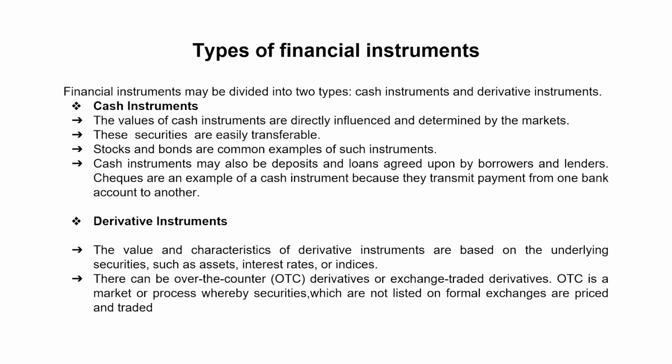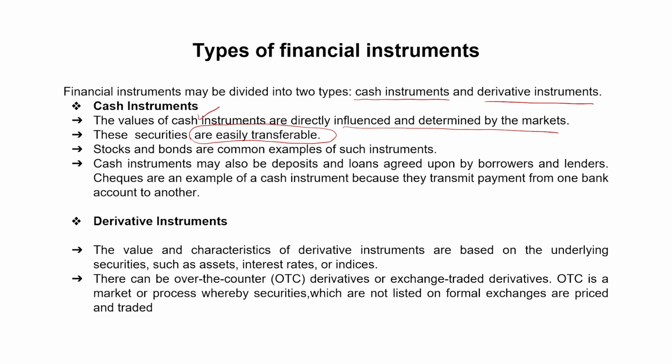Financial instruments are basically divided into two types. One is cash instruments and another is derivative instruments. Cash instruments are such instruments whose values are reflected in cash. Cash is the main object here and is directly influenced and determined by the market. These securities are easily transferable. Basically, that is the characteristic of every company here. Their securities are easily transferable from one hand to another hand without fulfilling complex formalities.